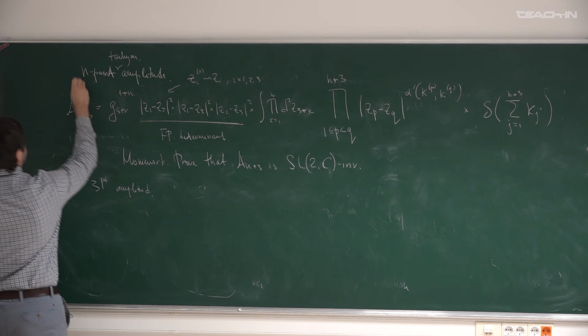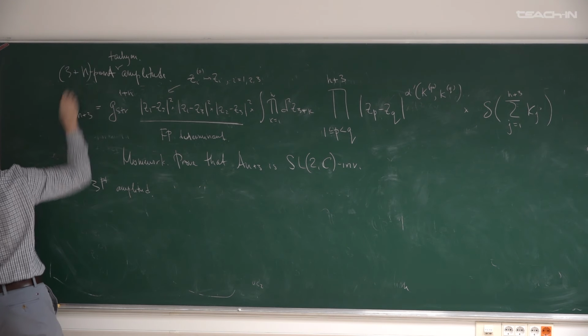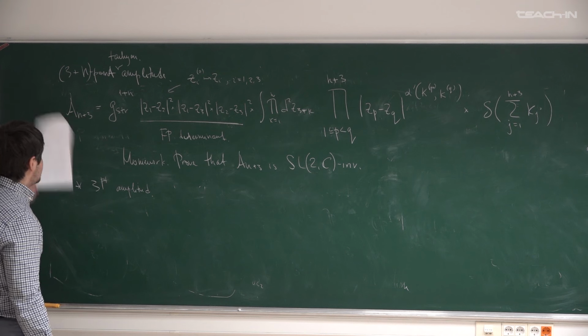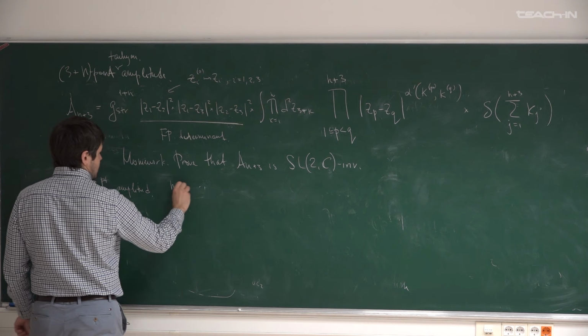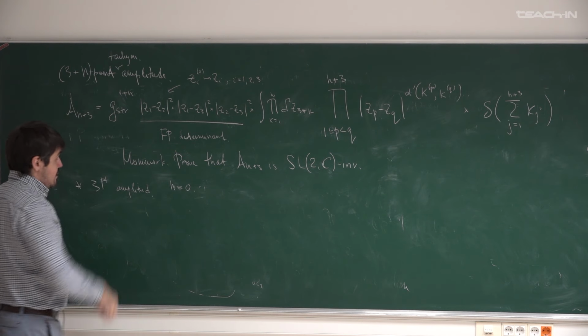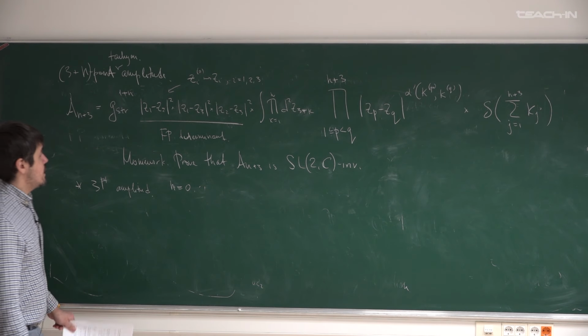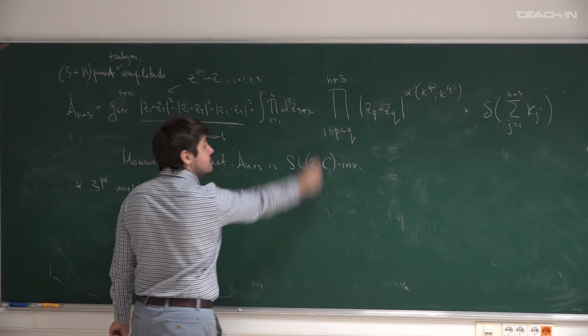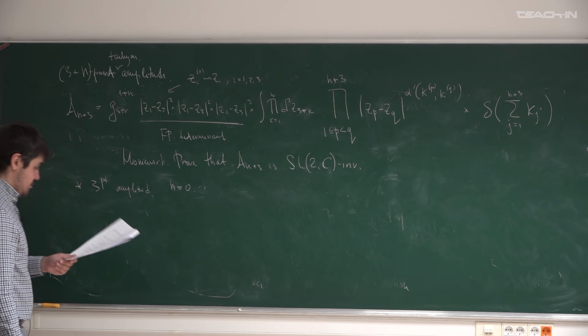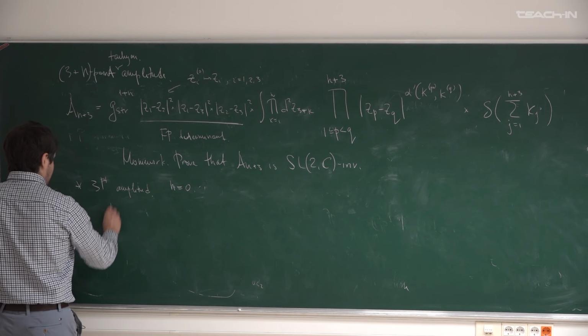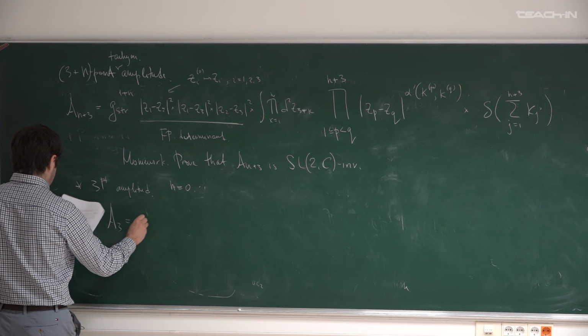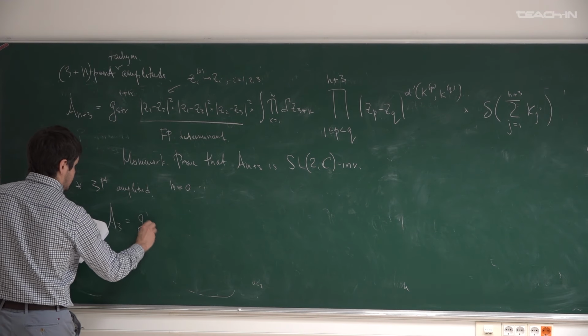By the way, this is the 3 plus n point amplitude. So the 3-point amplitude means we set n to 0. We don't have any integrations here in the 3-point amplitude. The points are just fixed and that's it. So A3 is just G string.